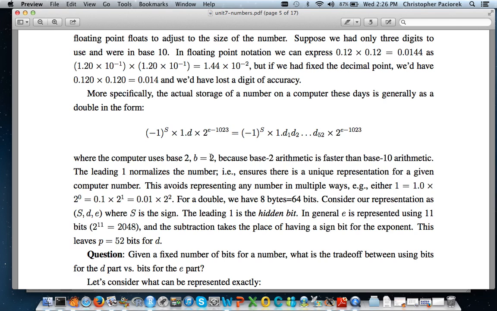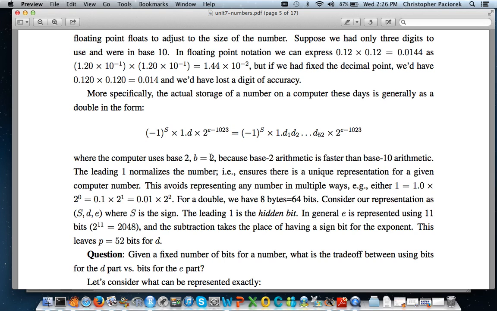So, okay, suppose I've got 8 bytes, so that's 64 bits. So I have 64 zeros and ones. And now I basically have a choice: if I'm going to represent things in this kind of manner, I can think about how many bits I'm going to allocate to this part of the number, and how many bits I'm going to allocate to the power that I'm raising 2 to.